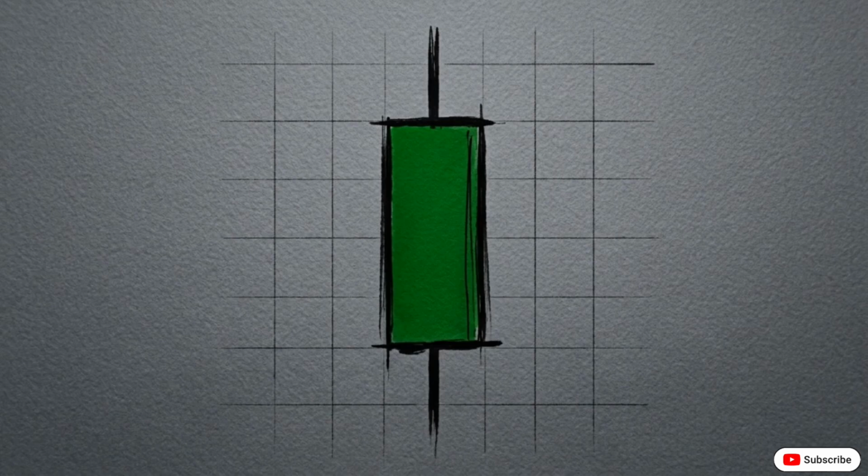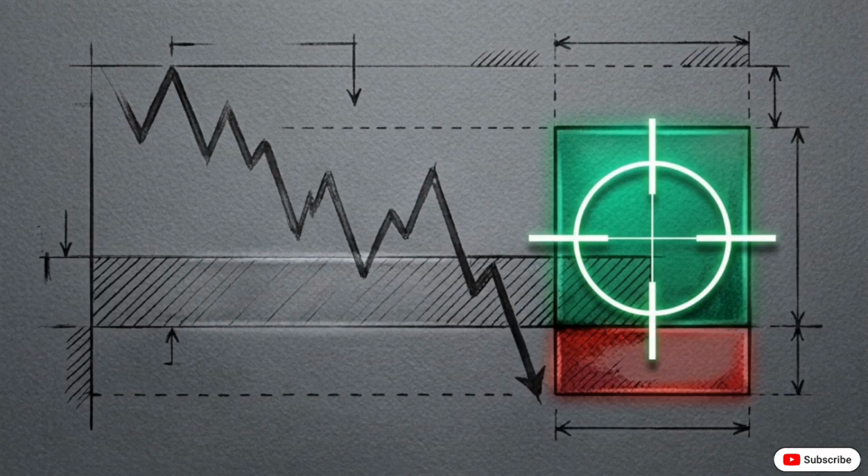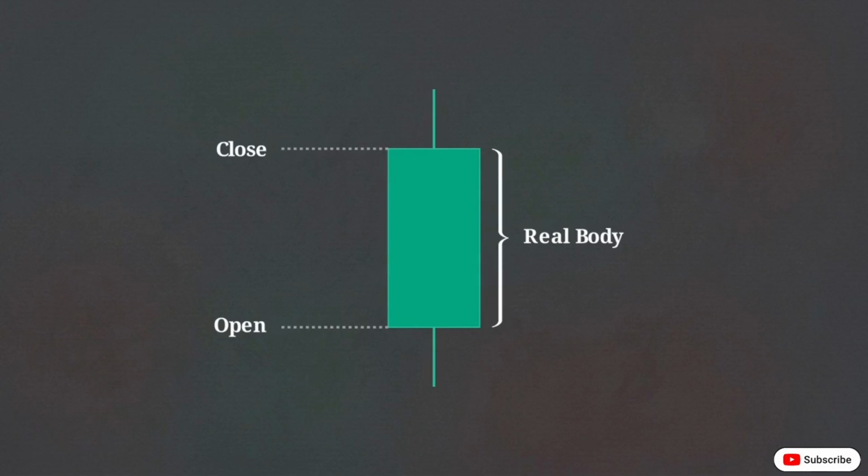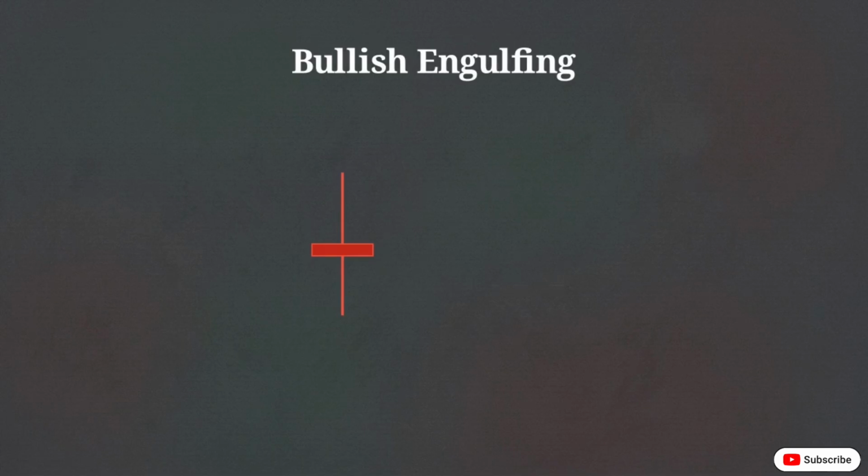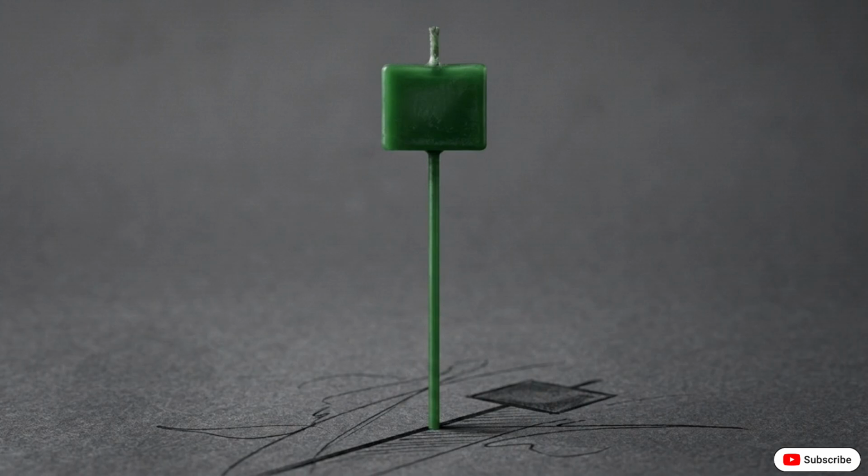Step 2 is zooming in on the micro price action inside that support zone. We need a specific visual trigger. Analyze the candlestick anatomy. The solid block is the real body, showing the open and close. The thin wicks show the absolute highs and lows. You are hunting for a bullish engulfing candle, where a strong green body completely swallows the previous red body.